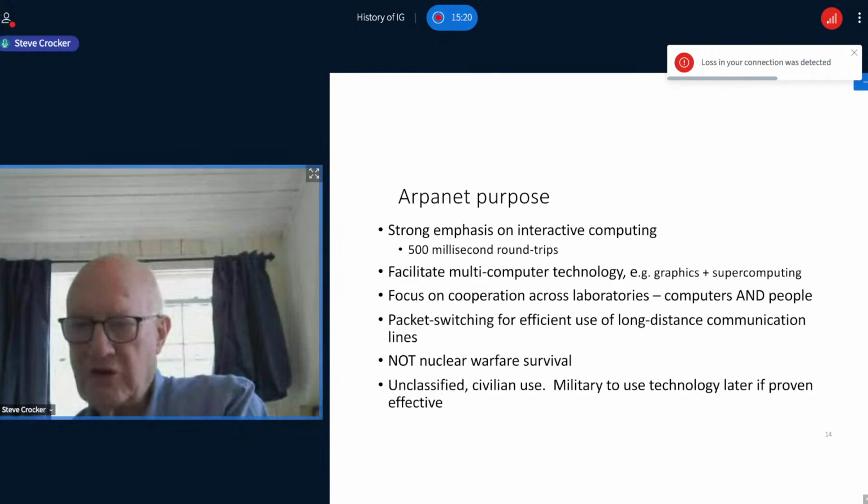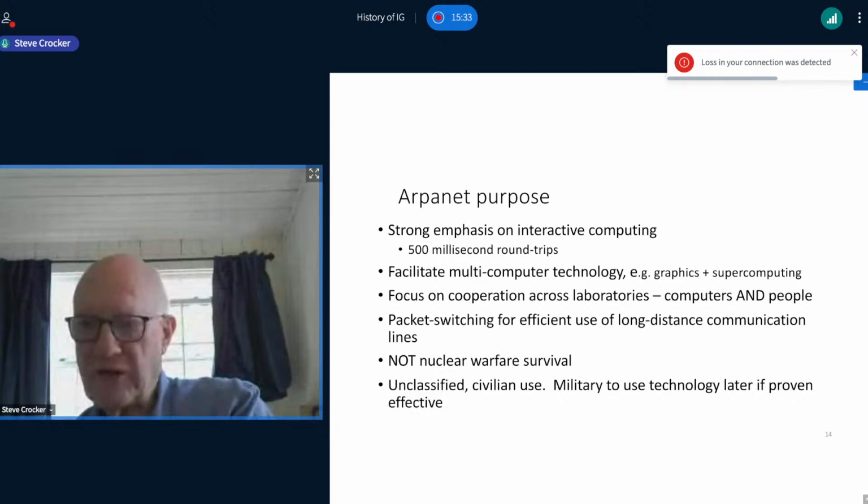So I want to just emphasize again that the focus here was on how to support research in these places, how to connect people together, how to press the envelope of what was known about how to do this, create the technology, and take a very long view about the transitions that were being made in both computing and communications.